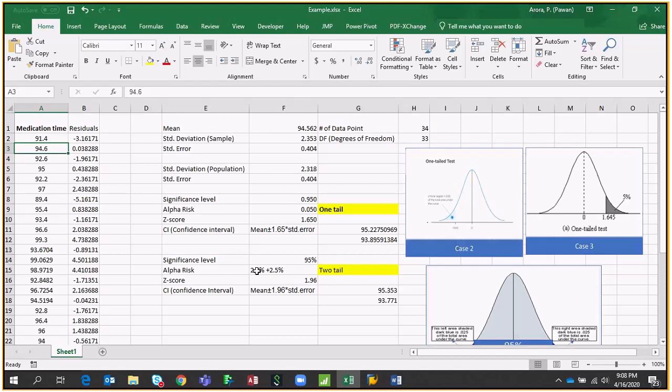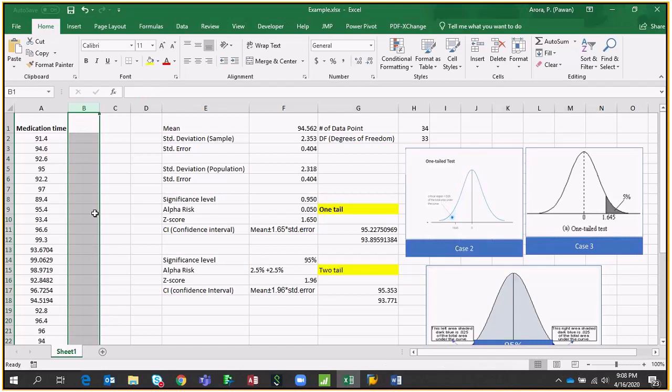with the data first. So you can see my column number A, it's a medication time data which I have collected, and you can find the similar data in my previous videos as well. Okay, let me just delete this residual part. Suppose this is the data you have.